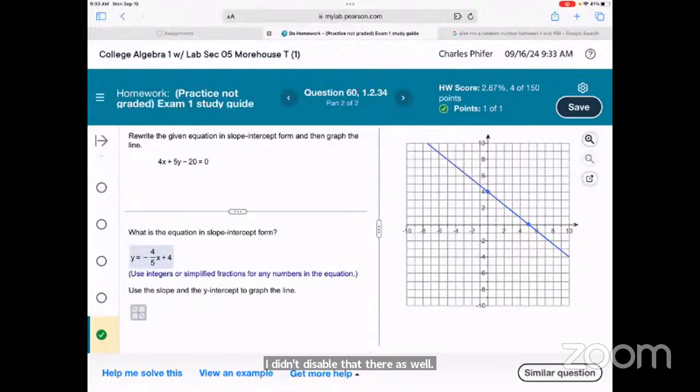What is the center of the circle? Okay. It says find the center and the radius of the circle and find the x and y intercepts of the graph of the circle. Okay.